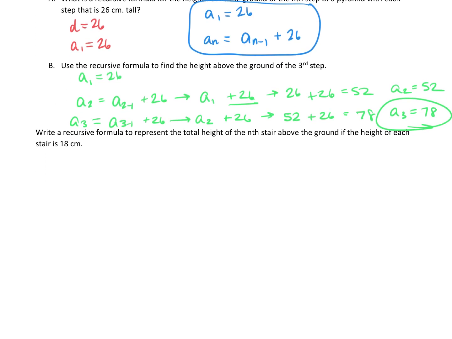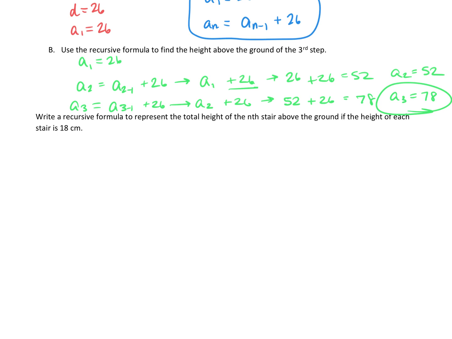All right, so let's just try one more example. Make sure we understand how to write the recursive formulas. Write a recursive formula to represent the total height of the nth stair above the ground if the height of each stair is 18 centimeters. So to write a recursive formula, you need to know the first term and the common difference. If the first stair above the ground is 18 centimeters, the height of the first stair is 18. Now, if we're increasing by 18 each time, your common difference is 18. Again, these will not always be the same. We happen to have two examples where the first term is also your common difference.